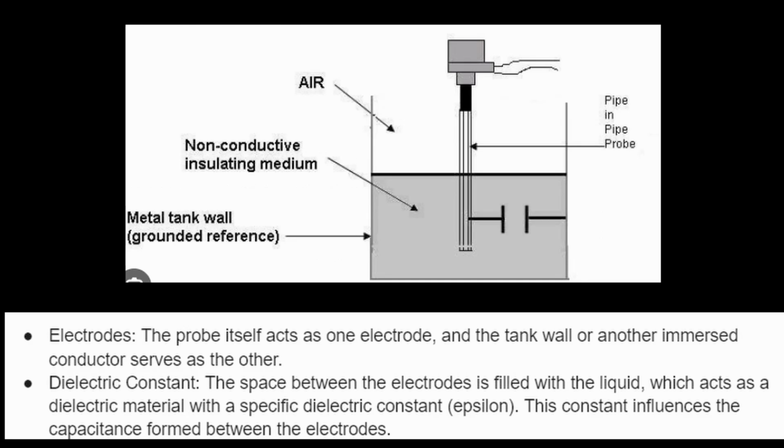Electrodes. The probe itself acts as one electrode, and the tank wall or other immersed conductor serves as the other. Dielectric constant. The space between the electrodes is filled with the liquid, which acts as a dielectric material with a specific dielectric constant, epsilon. This constant influences the capacitance formed between the electrodes.